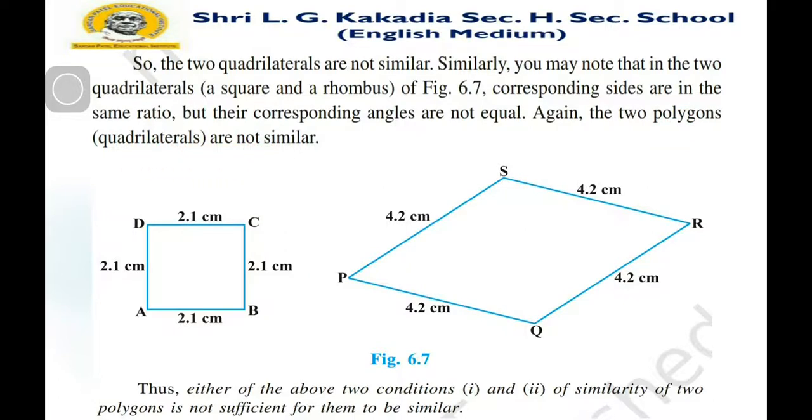Thus, if either of the above two conditions of similarity of two polygons is not satisfied, they cannot be similar. Both conditions must be satisfied. Then we can say that the two figures, or two polygons, are similar to each other.